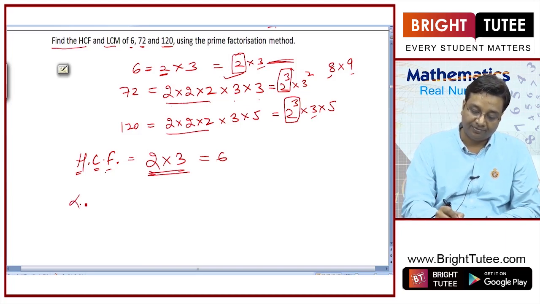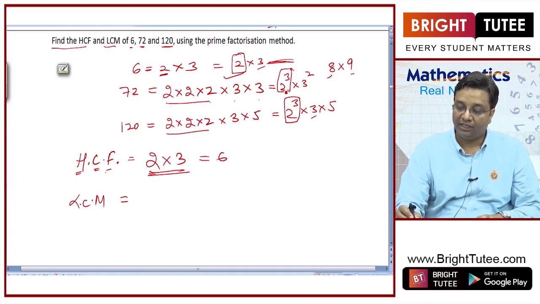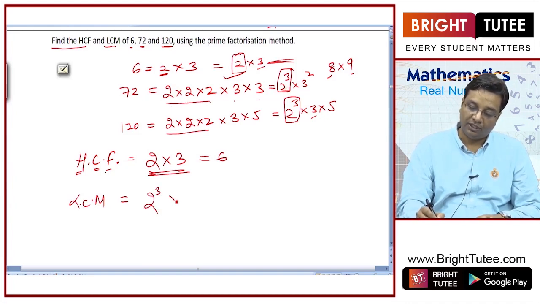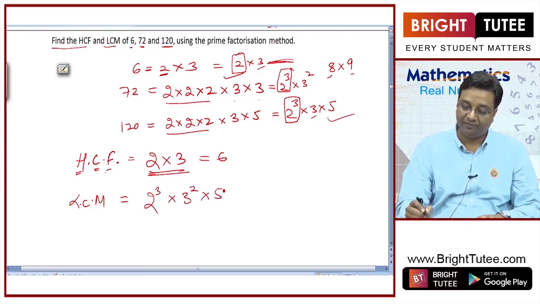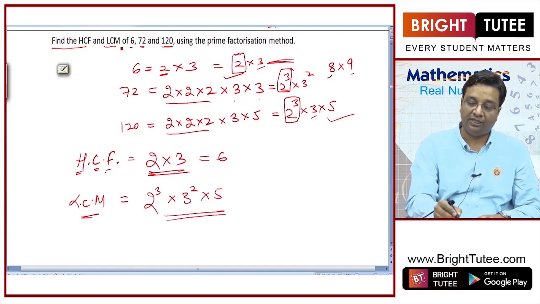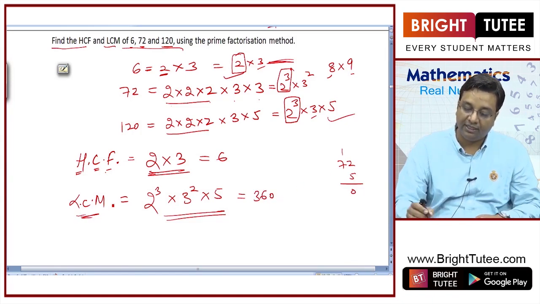Now for LCM, I'll consider the highest powers. So what is the highest power of 2? 2 cubed. What is the highest power of 3? 3 square. What is the highest power of 5? It is 1, right? So this is the number which will give me LCM of these three numbers, which is 9 into 8, 72. 72 into 5 is 360, right? So 360 is the LCM for these three numbers and HCF is 6.